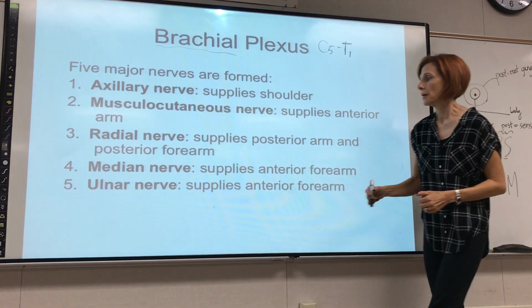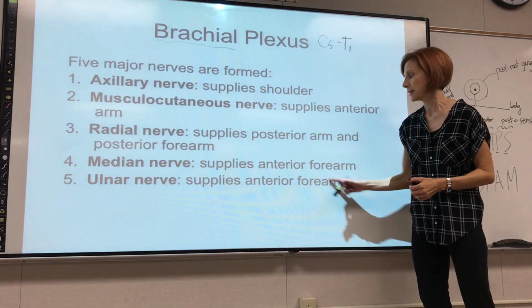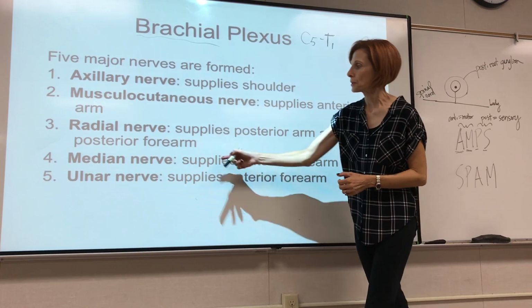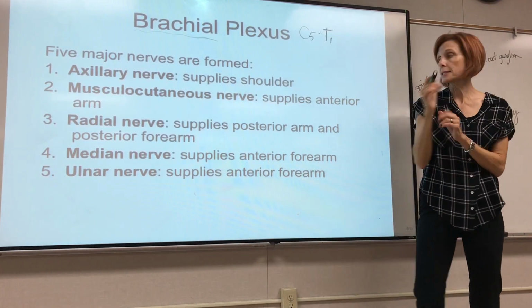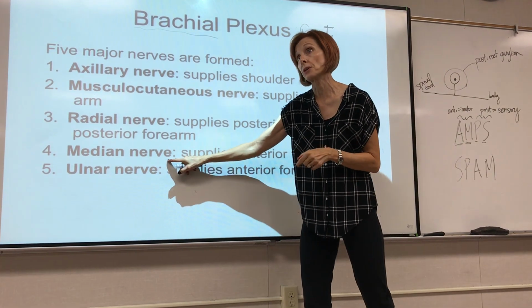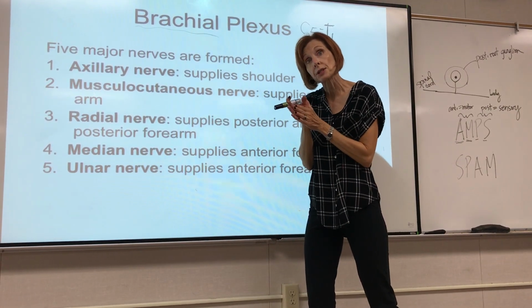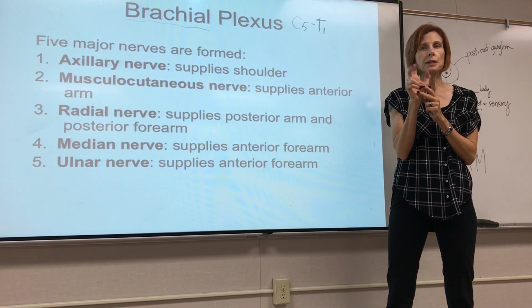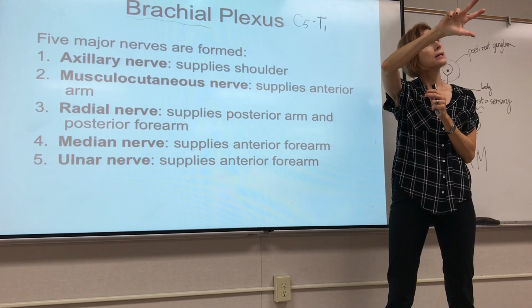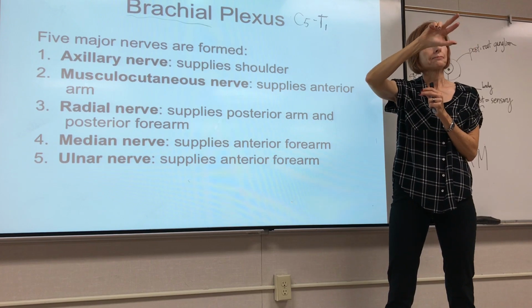And then together, the median and ulnar supply the anterior forearm. The median nerve is right in the middle here, in what's called the carpal tunnel. This is the nerve that's usually involved with carpal tunnel syndrome, where there's compression on the nerve due to inflammation, and so people often have numbness and tingling into the part of the hand supplied by that nerve.